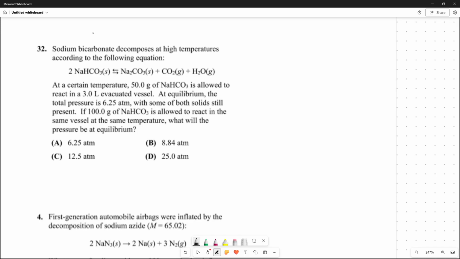So really, this is just relating relationships. As we see, 50 grams of NaHCO3 is going to react in a 3-liter evacuated vessel, and the total pressure is going to be 6.25 atm.